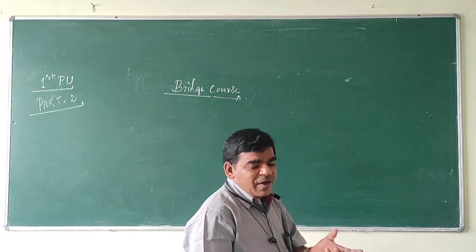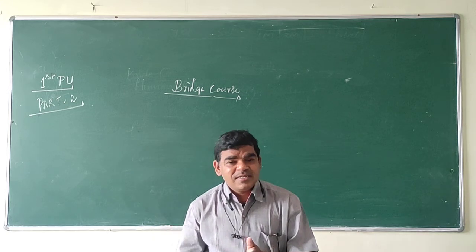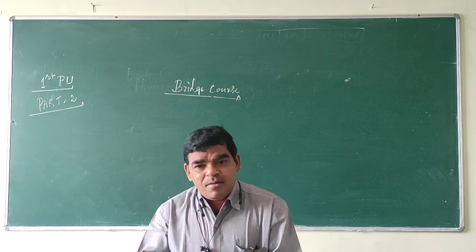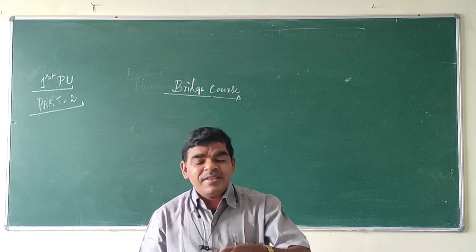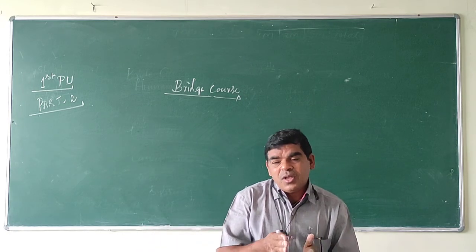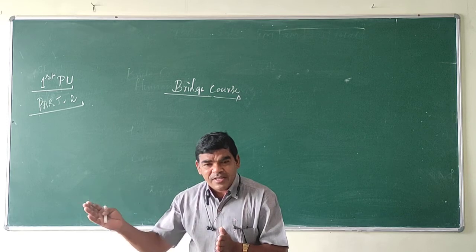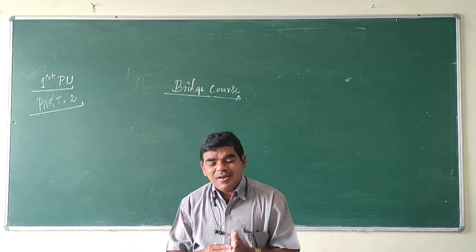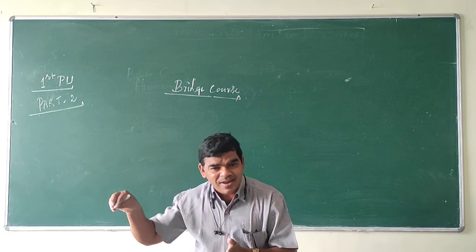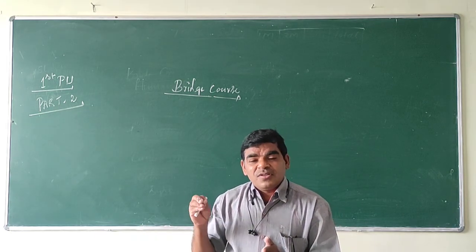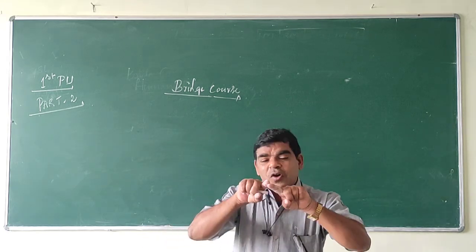Environment means abiotic factors: water, light, soil. These abiotic factors are very important for the survival of the living organisms present in nature. Living organisms always interact with the abiotic factors of the environment, like water, soil, and sunlight. This is called ecology.